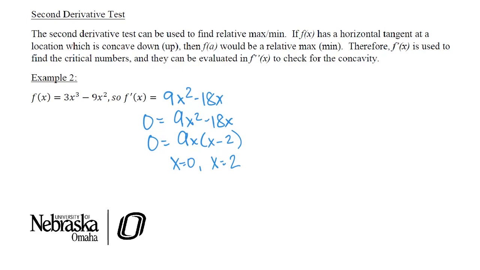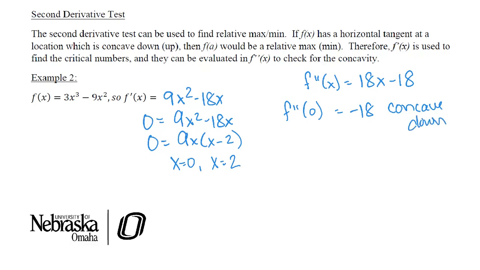Okay, so now we can check the concavity. In order to do that, we need the second derivative. So the second derivative is 18x minus 18. Okay, so if we check our first value of 0, we get 0. Nope, we don't. Silly me. If we check 0, we get negative 18, which means it's concave down, which looks like this.